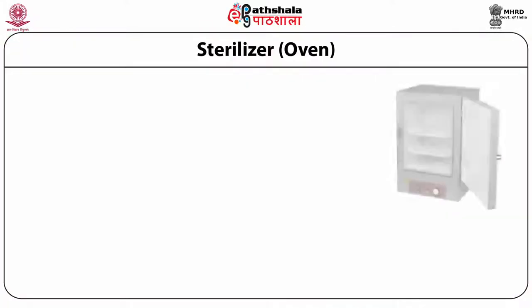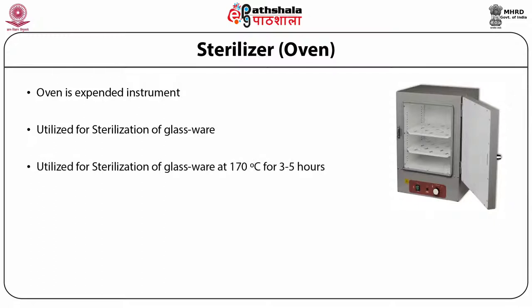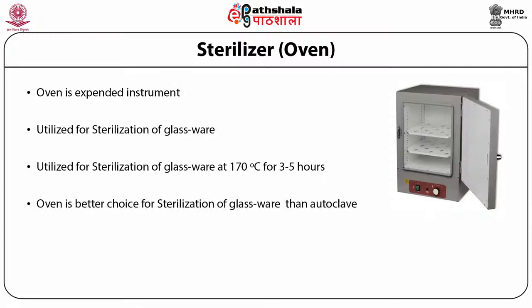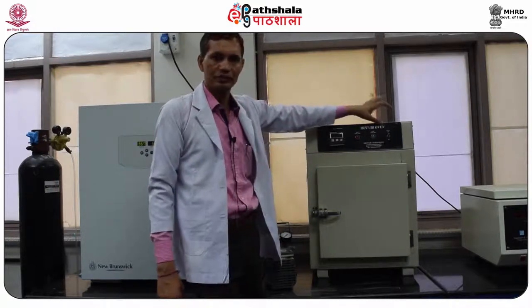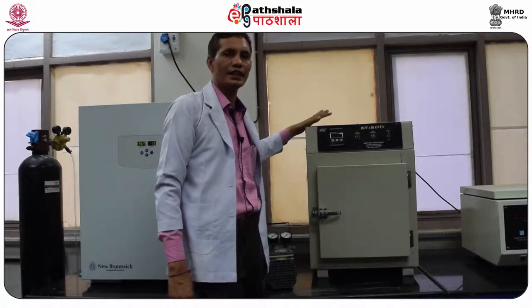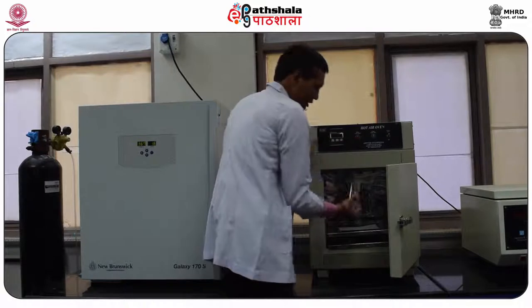Sterilization. This is again another type of instrument utilized for sterilization of glassware like pipettes, beakers or any other glass bottles. It is utilized for sterilization at 170 degrees Celsius for 3 to 5 hours, and the oven is a better choice for sterilization of glassware than the autoclave. This is the hot air oven. It is required for sterilization of the glassware which is required for animal cell culture technology.